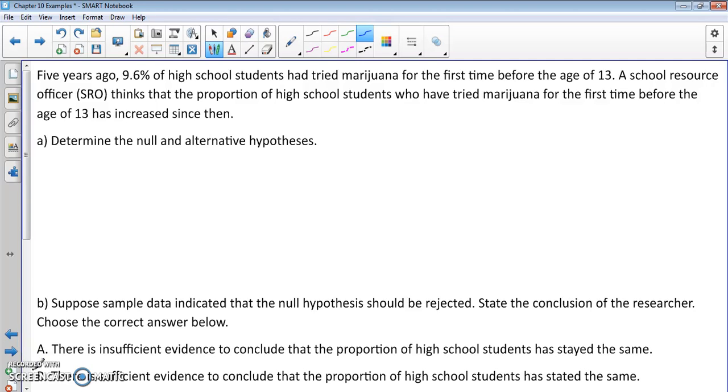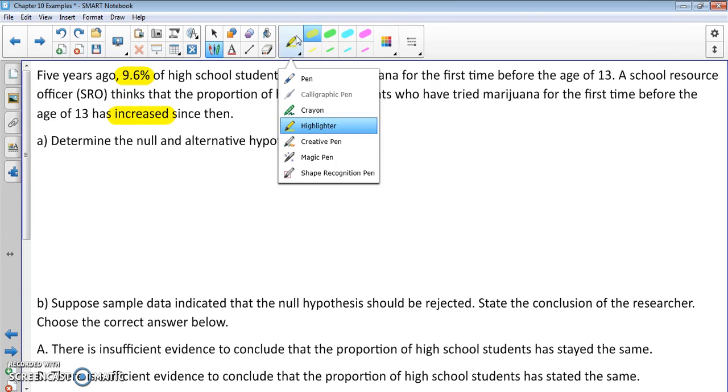5 years ago, 9.6% of high school students had tried marijuana for the first time before the age of 13. And SRO thinks that the proportion of high school students who have tried marijuana for the first time before the age of 13 has increased since then. So important information here is we have 9.6% of high school students had tried marijuana for the first time before the age of 13, and he believes that the number has increased since then.